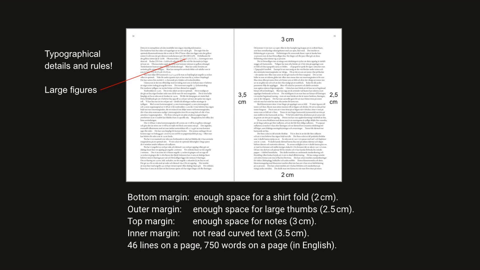The bottom margin need not be unnecessarily large. It's enough that any folds of clothing do not cover the text when you put a book on your stomach. The bottom margin could be set to about 2 centimeters.